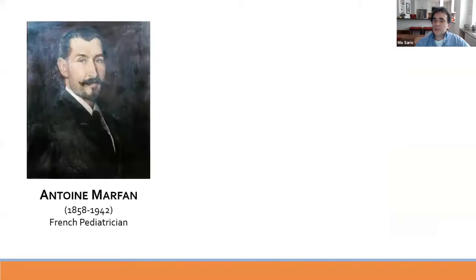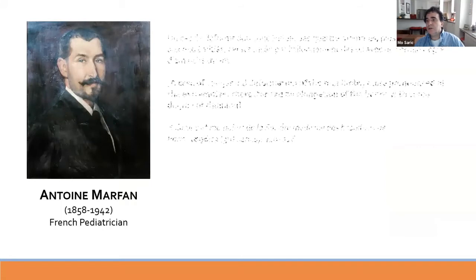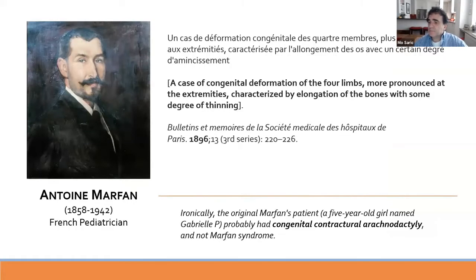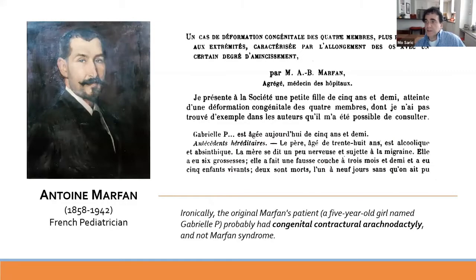Marfan syndrome. This is Antoine Marfan, a French pediatrician, who published in 1896 a case of congenital deformation of the forelimbs, more pronounced at the extremity, characterized by elongation of the bones with some degree of thinning. Interestingly and ironically, the original Marfan patient, a 5-year-old girl named Gabrielle, probably had a completely different disorder, congenital contractural arachnodactyly, and not what we now refer to as Marfan syndrome.